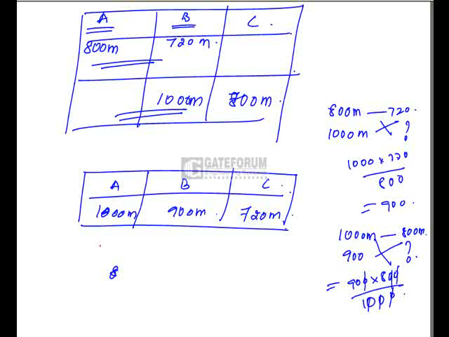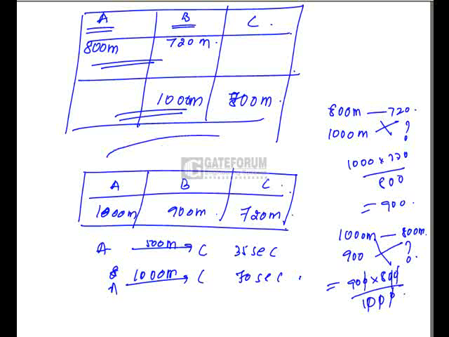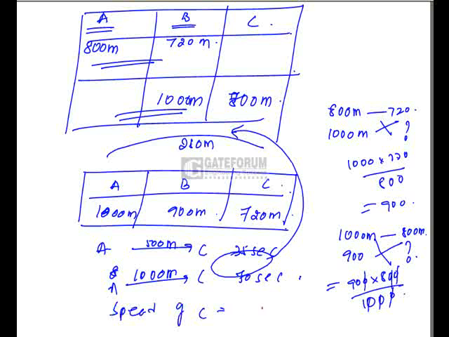Now also given that in a 500 meter race, A beats C by 35 seconds. If it is a 500 meter race, the time is 35 seconds. If it is a 1000 meter race, obviously it will be 70 seconds. So we can say that A beats C by 70 seconds in a 1000 meter race. The difference between A and C is 280 meters. So C takes 70 seconds to cover this extra 280 meters. So the speed of C is nothing but 280 by 70, which is nothing but 4 meters per second.